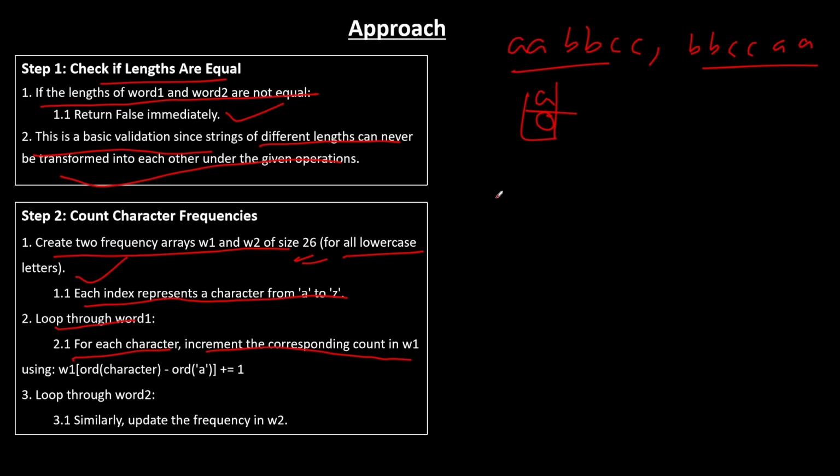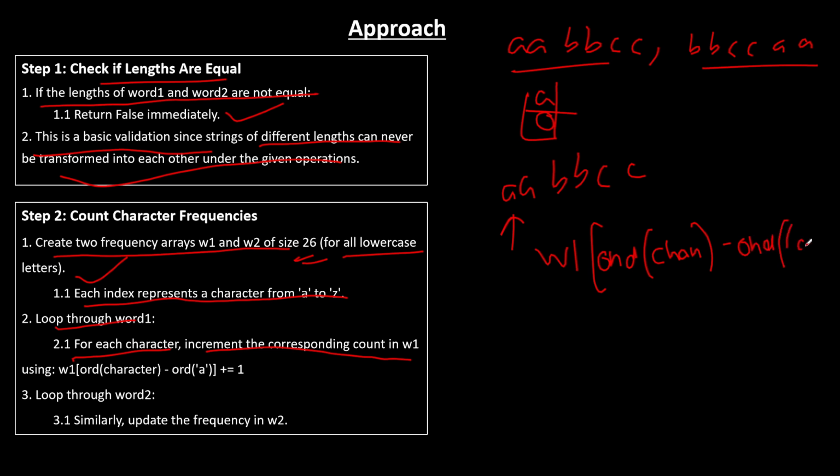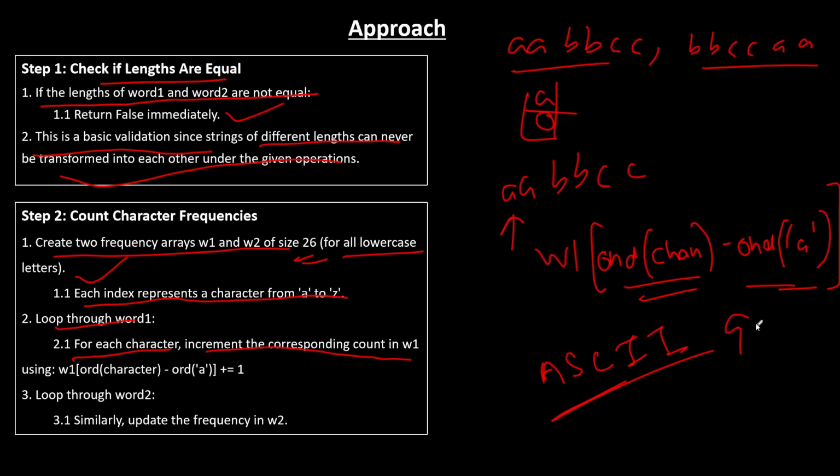So, when we came to A, B, B, C, C, in word one, we took this character and subtracted the ORD of A from it. Now we always subtract the character from A to get its index. Keep that in mind. The ASCII value of small character A is 97, B would be 98, and so it goes on. So this is the way we do it.